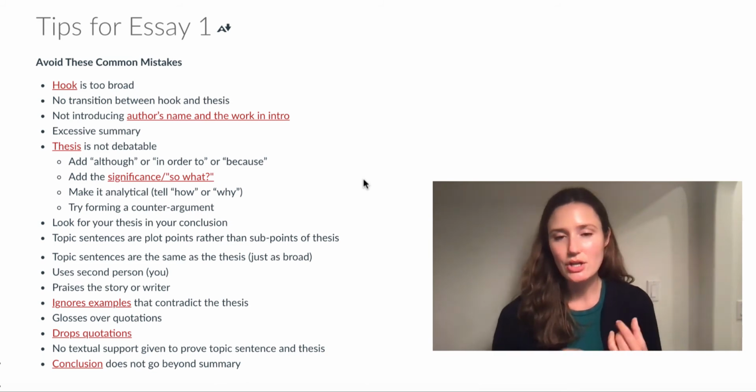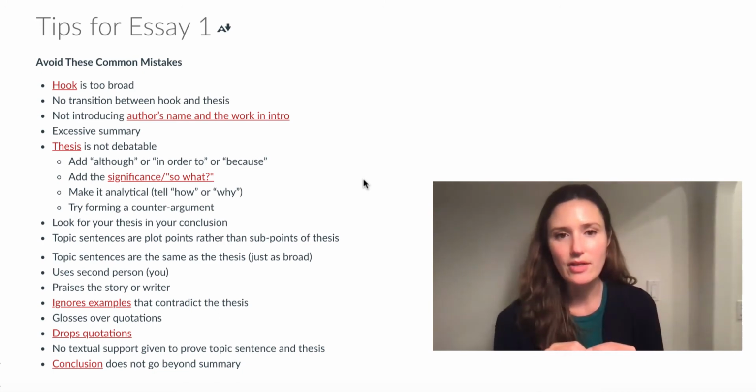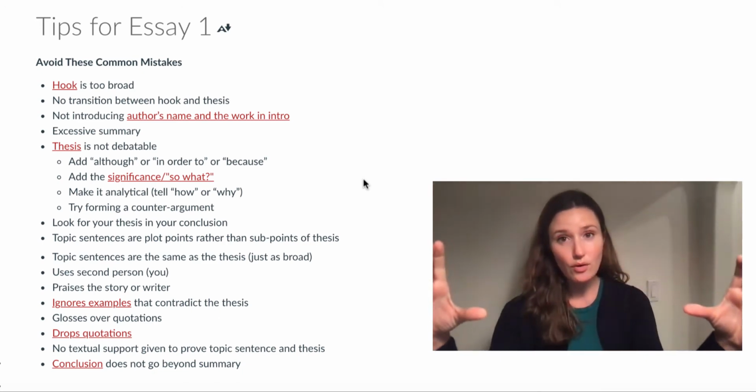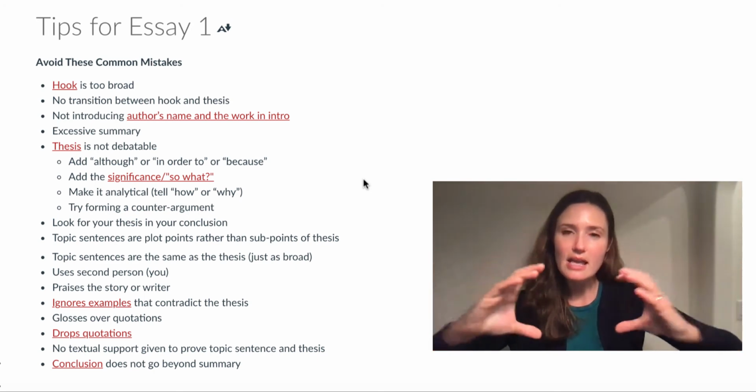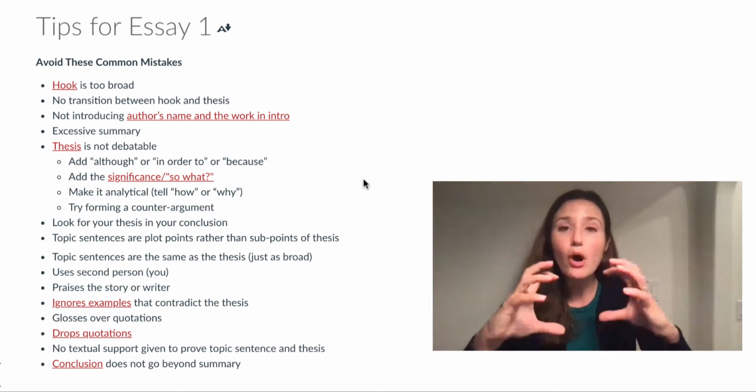For body paragraphs, make sure that your topic sentences are subpoints of the thesis. A topic sentence should not be a plot point, what happened in the story, right? A topic sentence should be a subpoint of the thesis. That means your thesis is your overall argument of your essay, right? And each body paragraph is a small component of that.